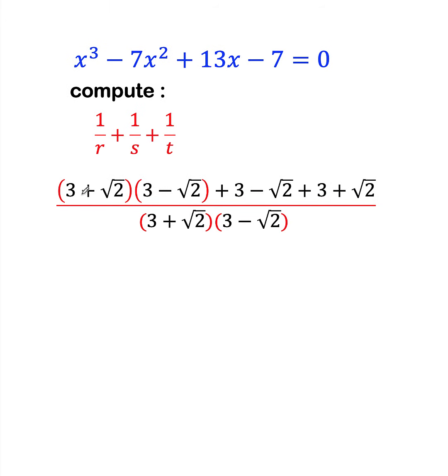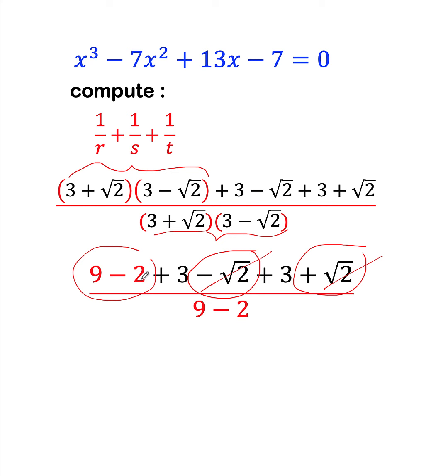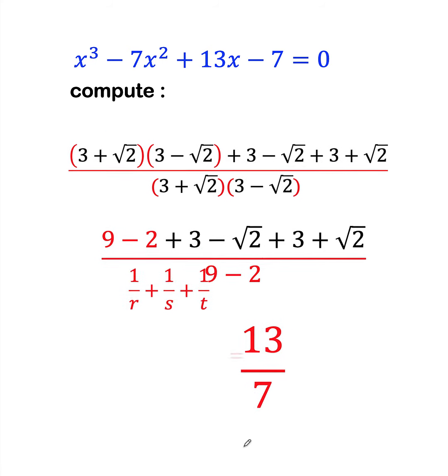Then let's continue simplifying this. Notice that you have here a product of the sum and difference of two numbers, and we know that this is equal to the difference of two squares, 3 squared, which is equal to 9, minus the square of the square root of 2, which is 2. So this part here is the simplified form up to here. Then we copy all the rest in the numerator, but the denominator is also the same as this, so you have 9 minus 2. Then simplifying, notice now that minus square root of 2 and plus square root of 2 will cancel each other out. So we now have 9 minus 2, which is 7, plus 3 equals 10, plus 3 equals 13, and the denominator is 9 minus 2 equals 7. And this is now our final answer.